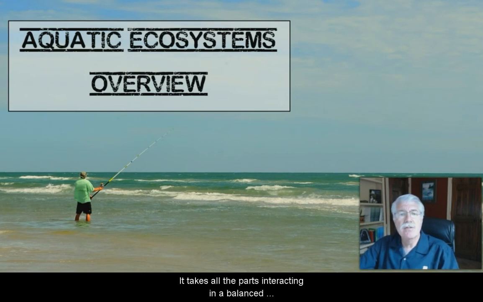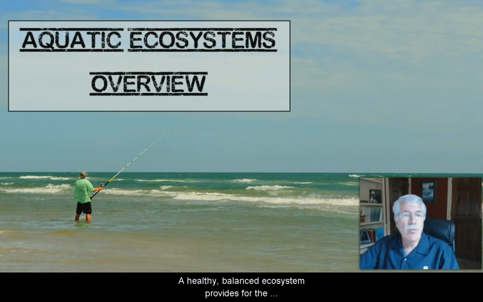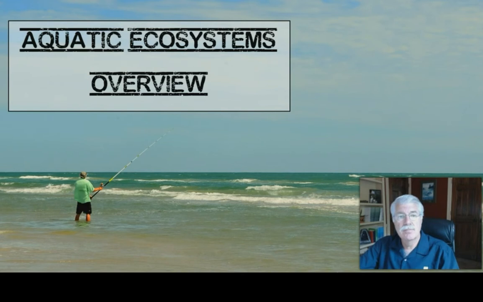Each part of an ecosystem is connected to and depends on all the other parts. It takes all the parts interacting in a balanced fashion to make the ecosystem work. Changes to any part of an ecosystem can affect many others, which in turn may affect many more. A healthy, balanced ecosystem provides the needs of the communities of life that are part of the ecosystem.